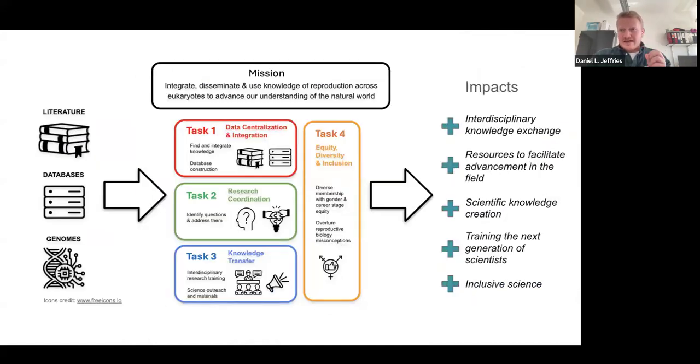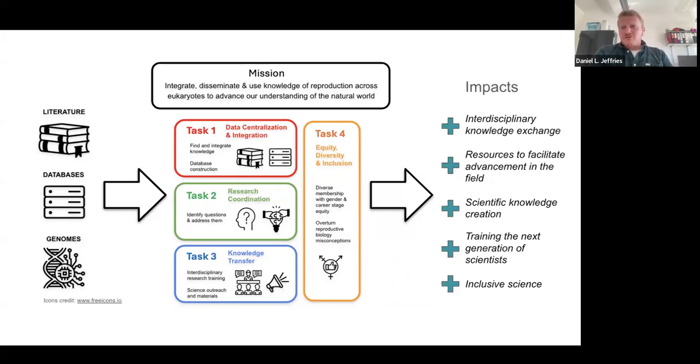And this is really a synopsis of the mission and the tasks ahead of us. This was a figure that we put together for a COST Action proposal that we submitted last year, which we will hopefully find out about in May, I believe. Our mission is to collect and integrate knowledge on reproductive systems across eukaryotes in order to help us understand reproduction and the natural world better, essentially. And we will do this by collecting data from the literature, from existing databases, and from genome databases as the biodiversity genomics world continues to explode.